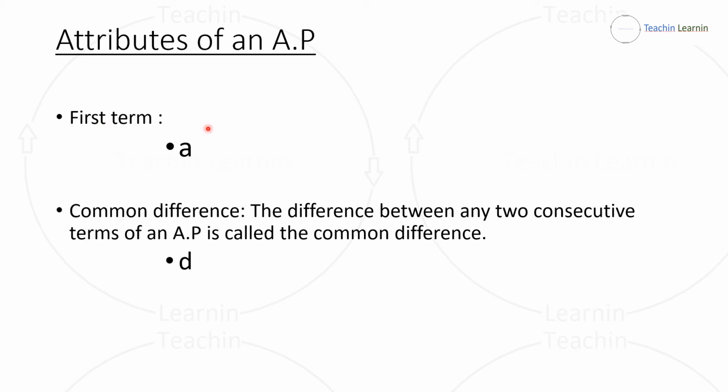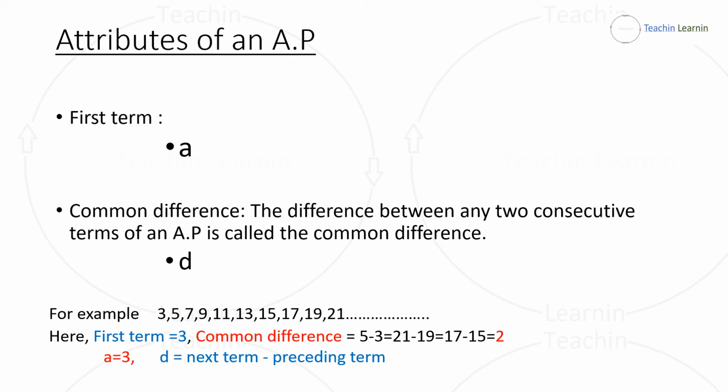Usually, the first term of an AP is denoted by A and the common difference of an AP is denoted by D. Let's take an example to understand A and D, that is, first term and common difference.